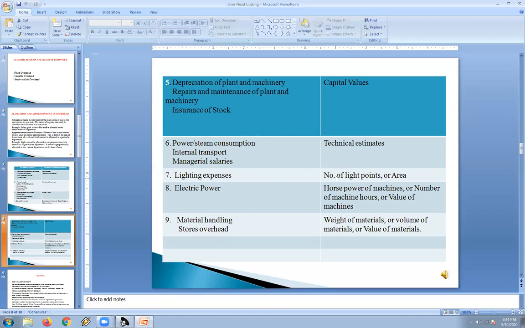Lighting expenses are going to be apportioned on the basis of number of points, and electric power on the basis of density of machines or the number of machine hours. So whatever is given based on these areas, the electric power is going to be apportioned. Material handling and stores overhead will be on the basis of weight of materials, volume of materials, or value of materials.